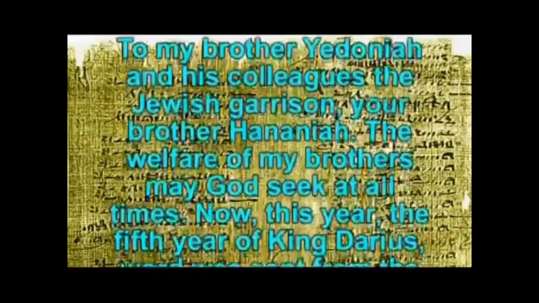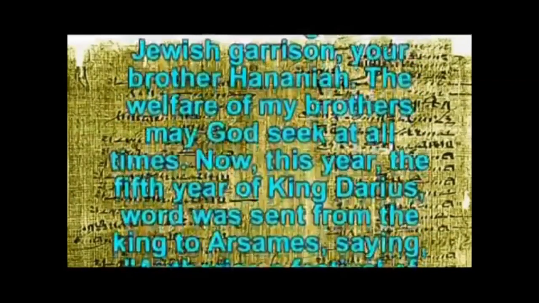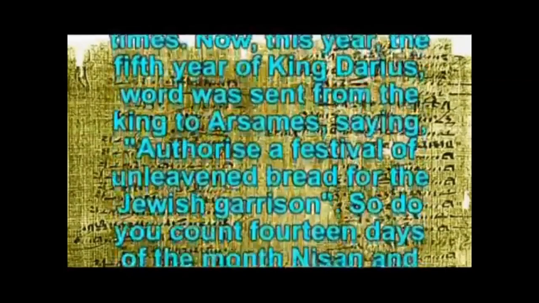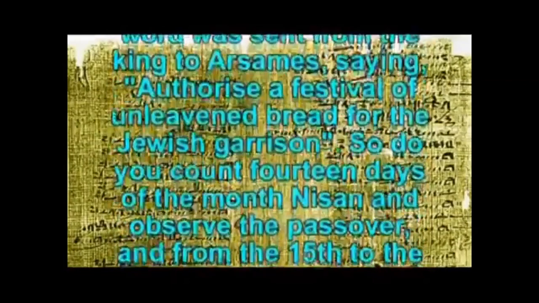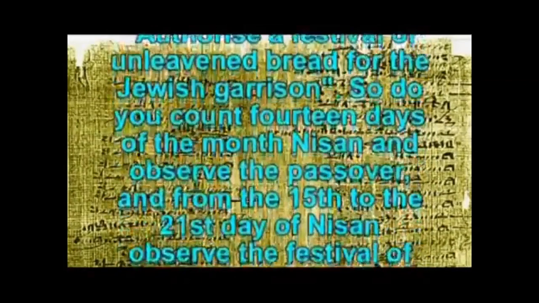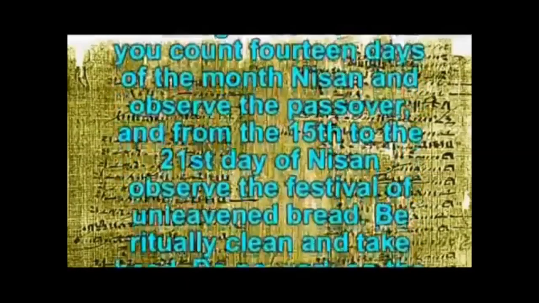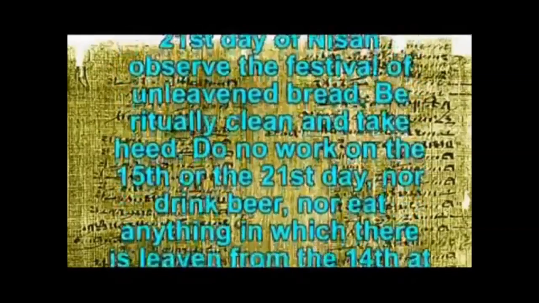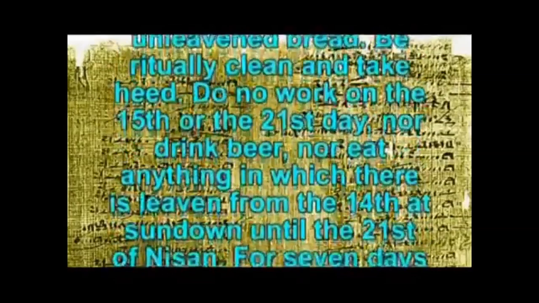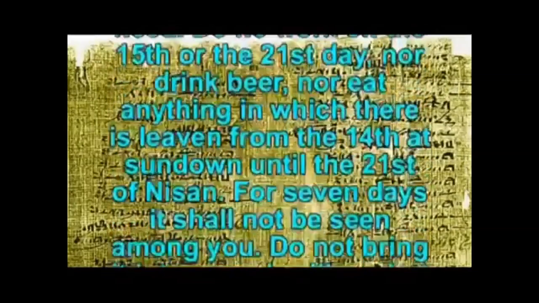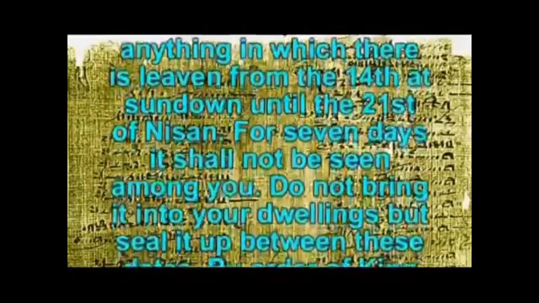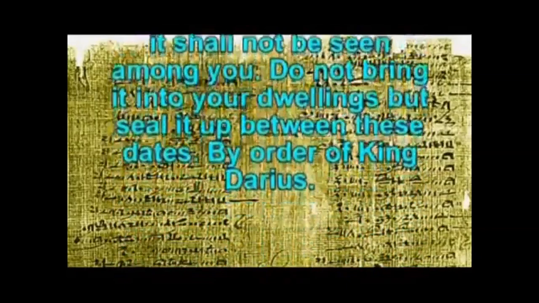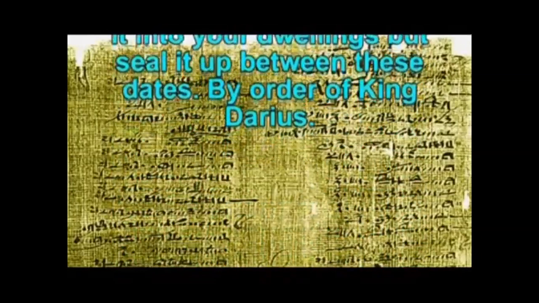Now this year, the 5th year of King Darius, word was sent from the king to Arsames, saying, authorize a festival of unleavened bread for the Jewish garrison. So do you count 14 days of the month of Nisan and observe the Passover. And from the 15th to the 21st day of Nisan, observe the festival of unleavened bread. Be ritually clean and take heed. Do no work on the 15th or on the 21st day, nor drink beer, nor eat anything in which there is leaven, from the 14th at sundown until the 21st of Nisan. For 7 days it shall not be seen among you. Do not bring it into your dwellings, but seal it up between these dates, by order of King Darius."